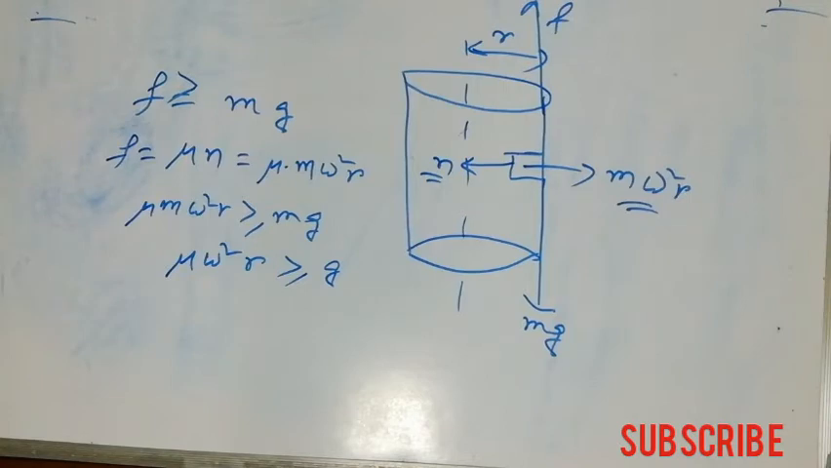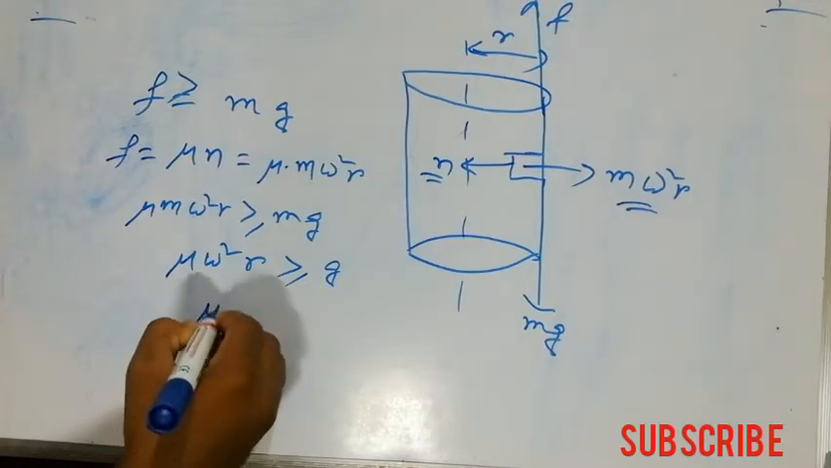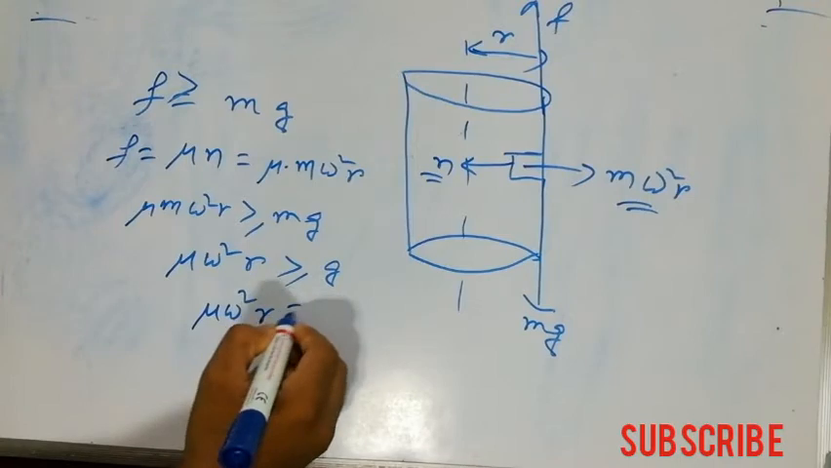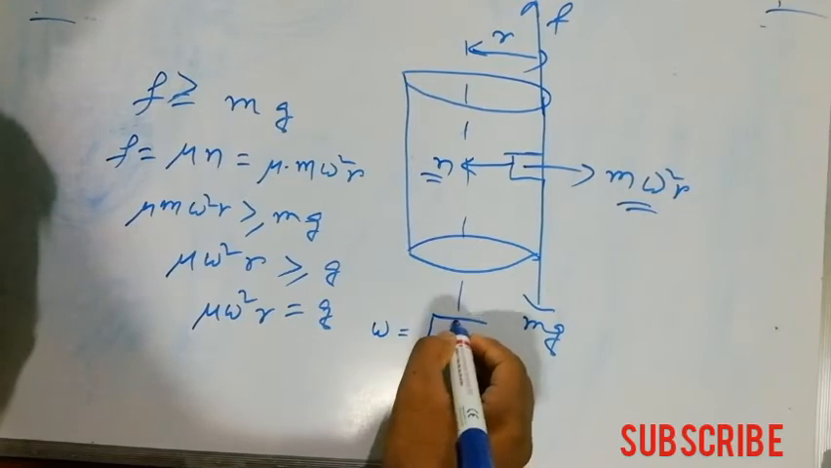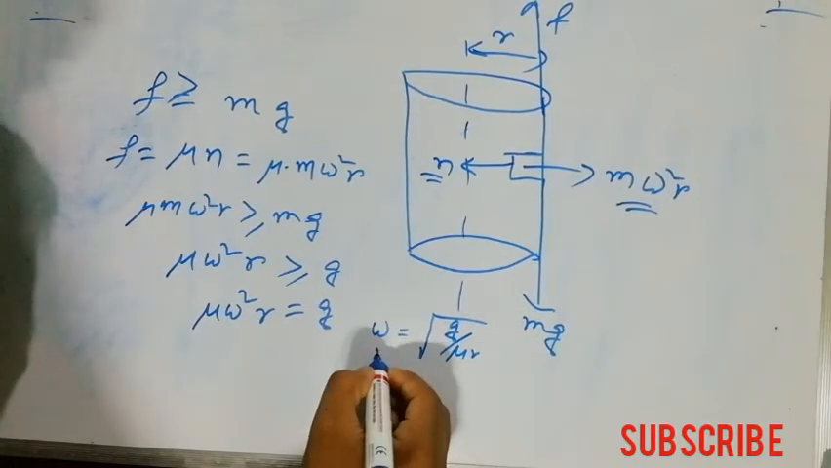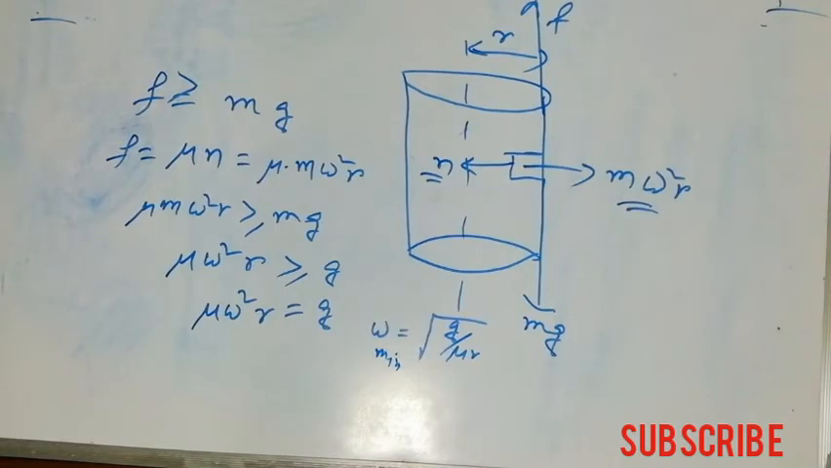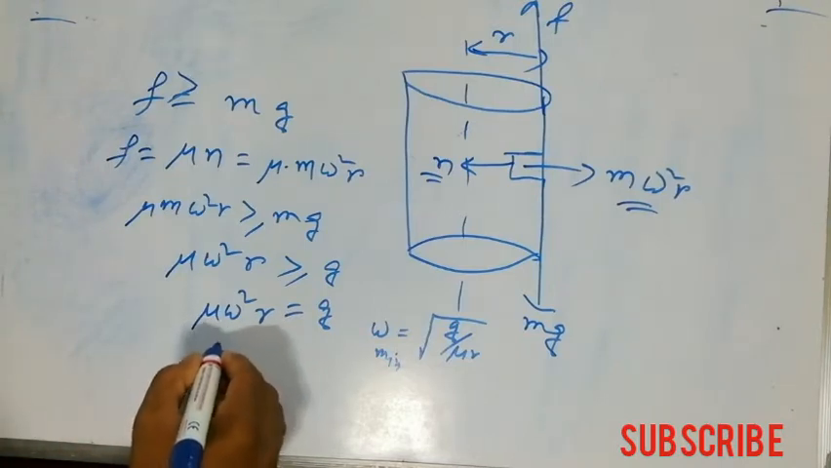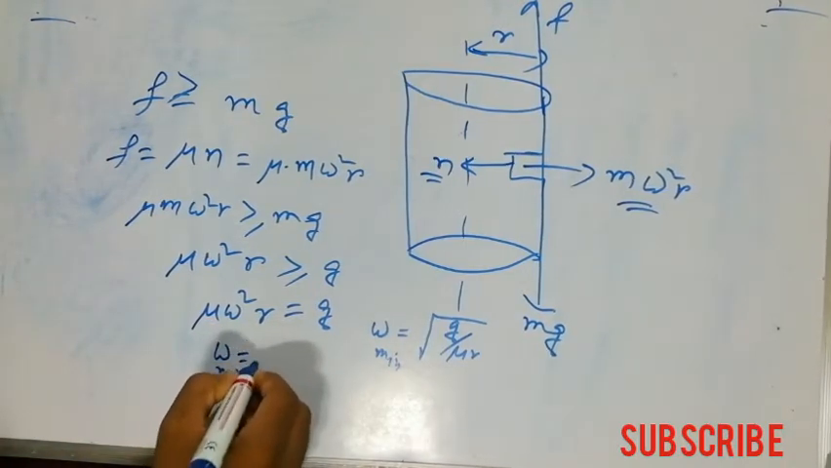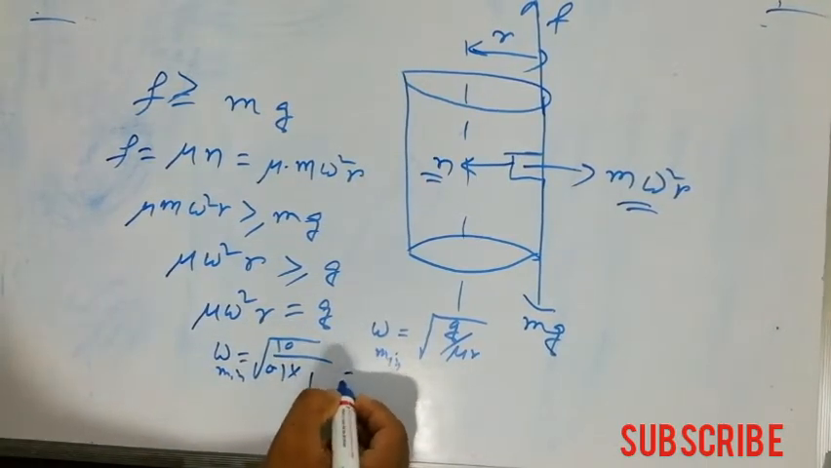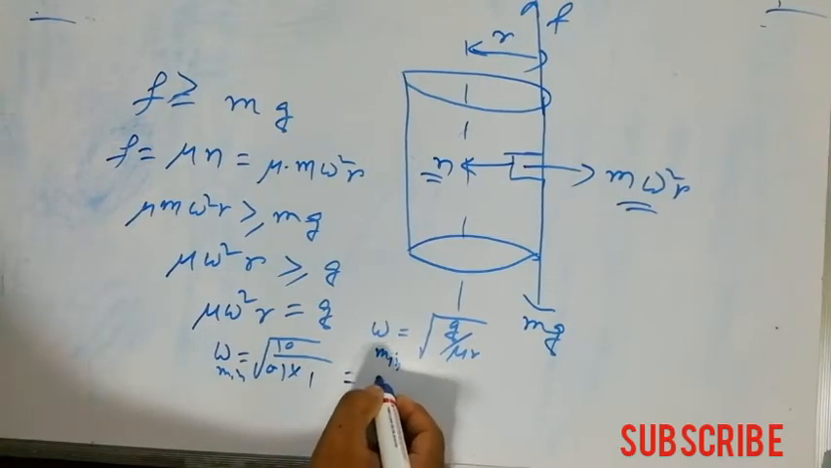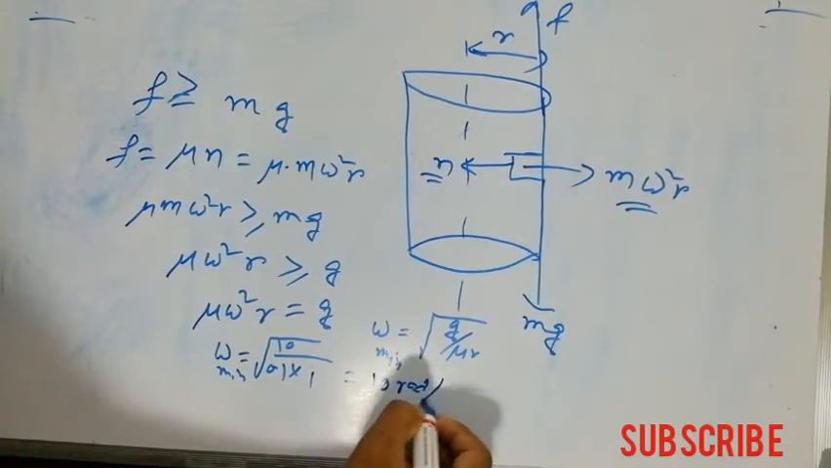For minimum angular velocity, mu omega square r is equal to g. So omega is equal to root under g by mu r. That is the minimum angular velocity required to stick on the inner wall of the cylinder. By putting in the values, omega minimum is equal to 10 radian per second.